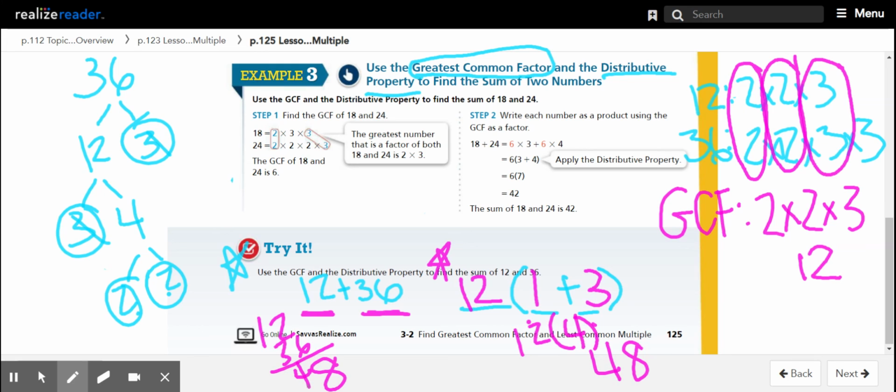All right, I hope this video helps when you're using the greatest common factor and the distributive property to find the sum of two numbers.